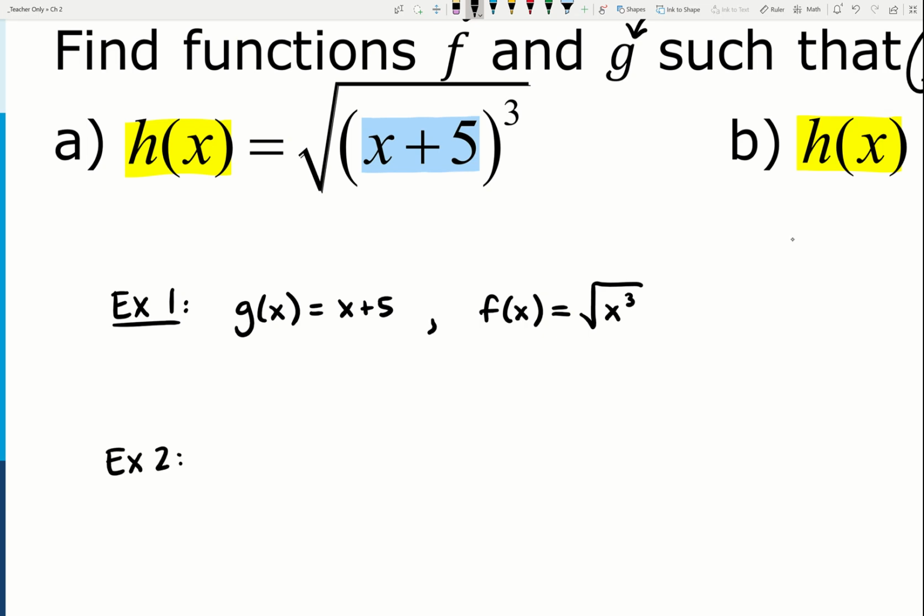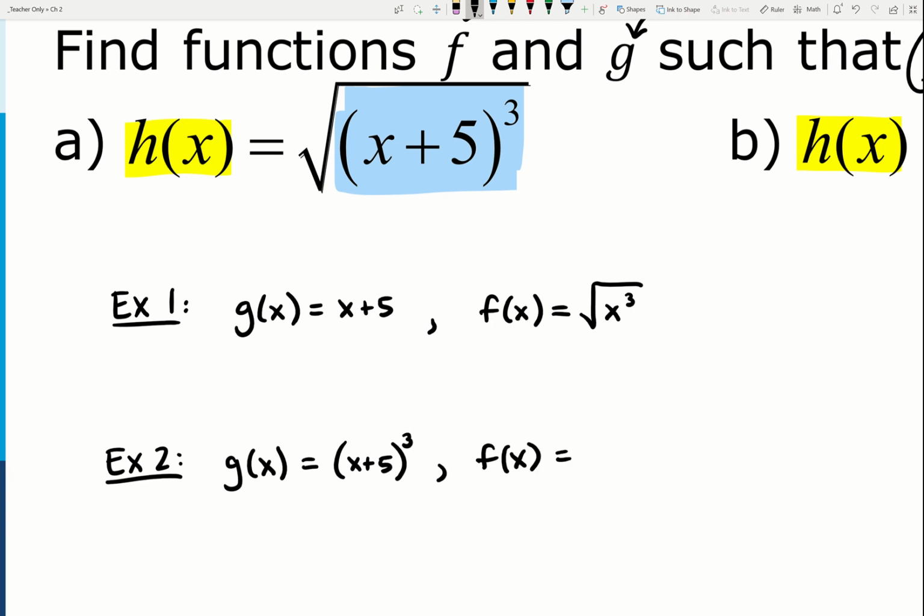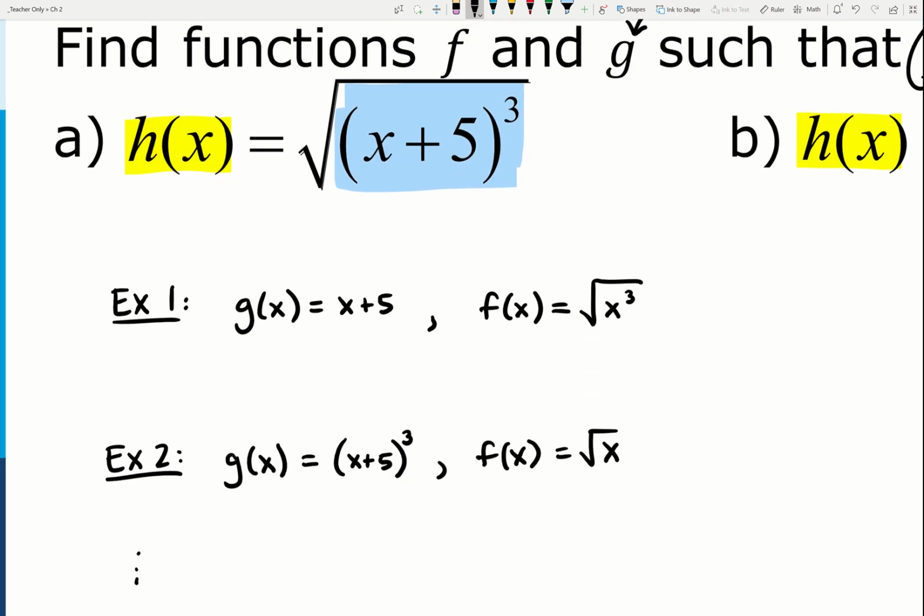You might look at this in another way, though. As another example, instead of simply looking at x plus 5, maybe you look at this entire thing under the square root as your inner function. In that way, you might define g of x as the binomial x plus 5 all raised to the power of 3, in which case f of x would simply be equal to the square root of the input. There are a lot of other ways, but we just want to develop the ability to look at this and detect what that inner function is and what that outer function is.